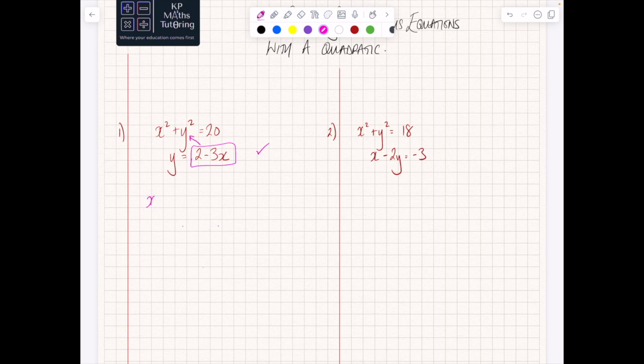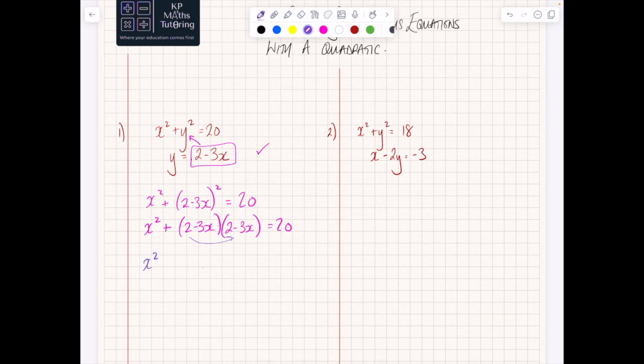So your first step: x squared plus (2 minus 3x) all squared is equal to 20. So that's your first step. If you want to pause it now and carry on, you can. We now know what we're doing is this, because remember that squared means times by itself, therefore that equals 20. However you decide to expand this out, you can either use the moon method or your grid method.